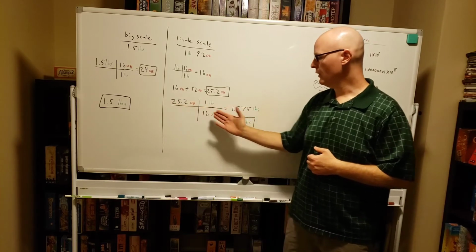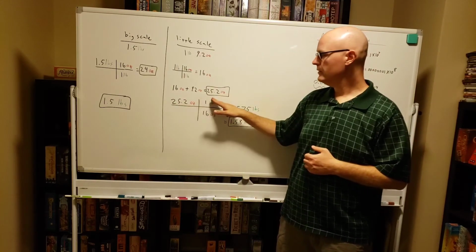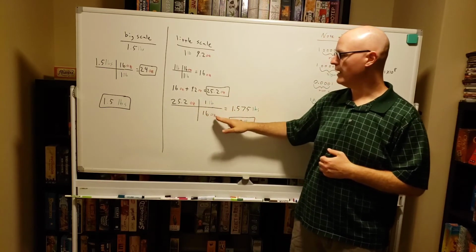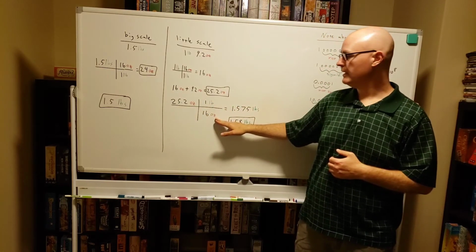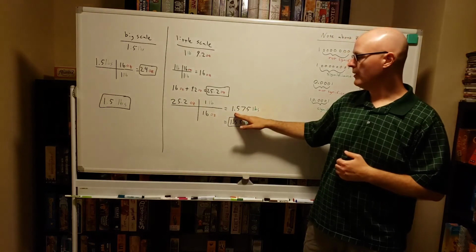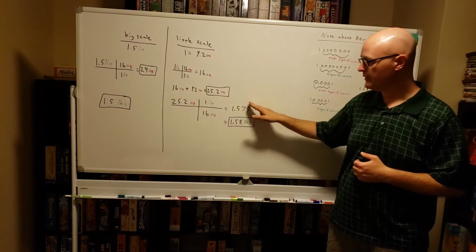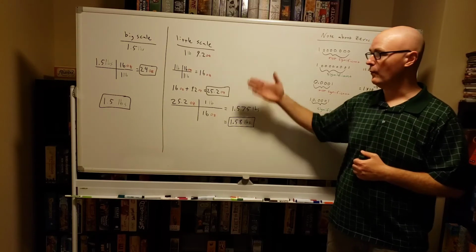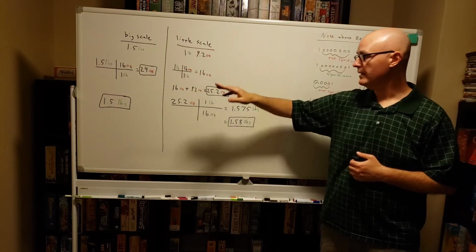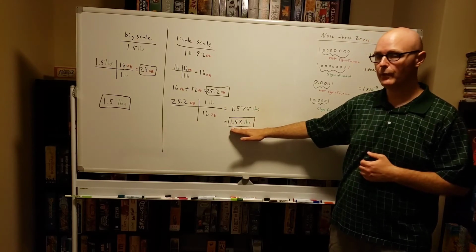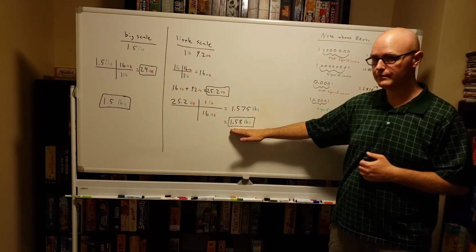If I wanted to look at this in pounds, 25.2 ounces multiplied by 1 divided by 16 ounces gets me 1.575 pounds. However, this gives me too many significant figures because my scale was not this accurate. It was only this accurate. So therefore, three significant figures, 1.58 pounds.